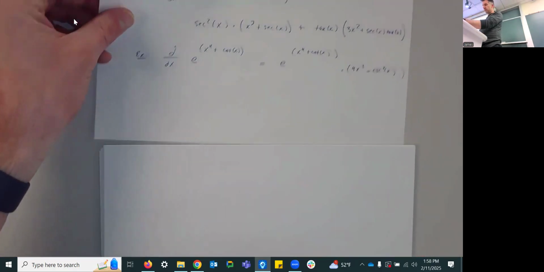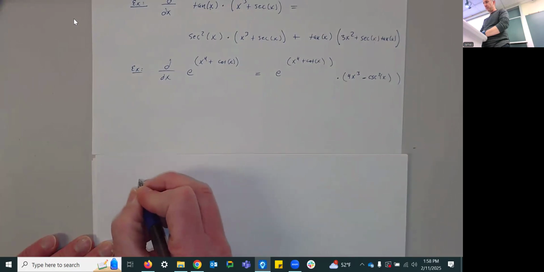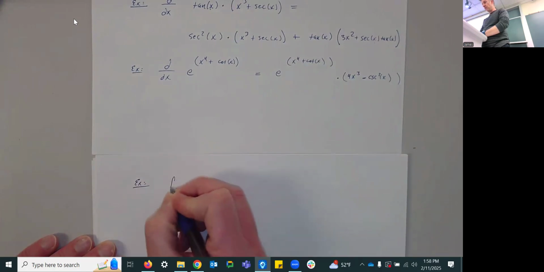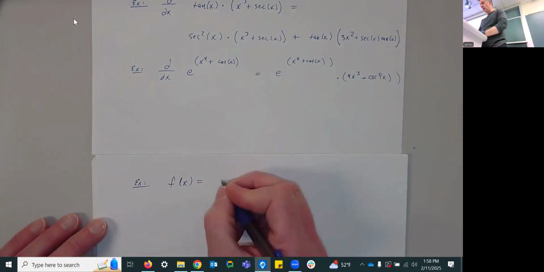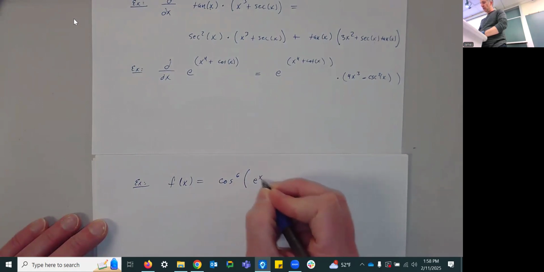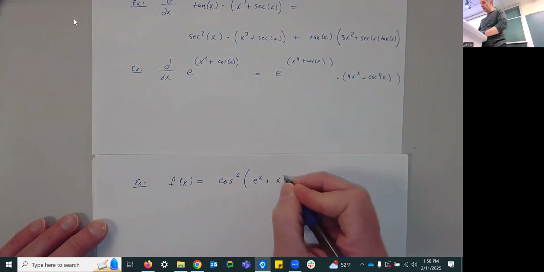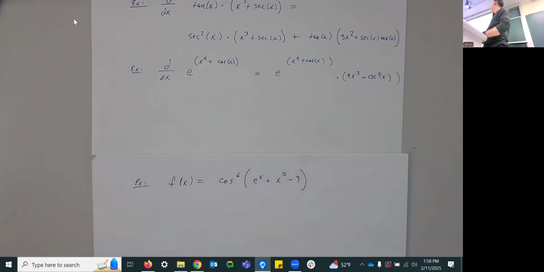Example as always is interesting. So let's say we're given that the function f of x is equal to, sure, let's go with cosine to the sixth of e to the x plus x to the fifth minus 3. Sure, gross. Okay, so there's our function.